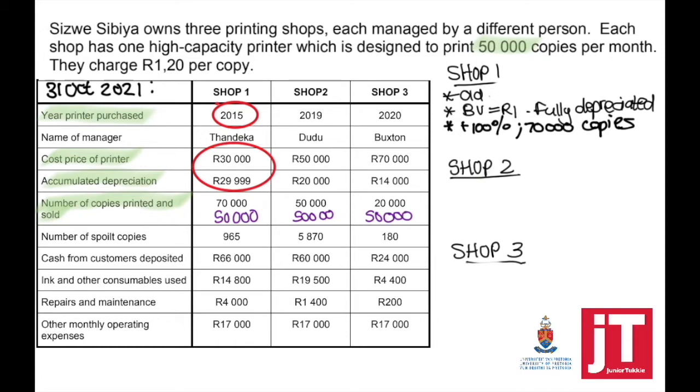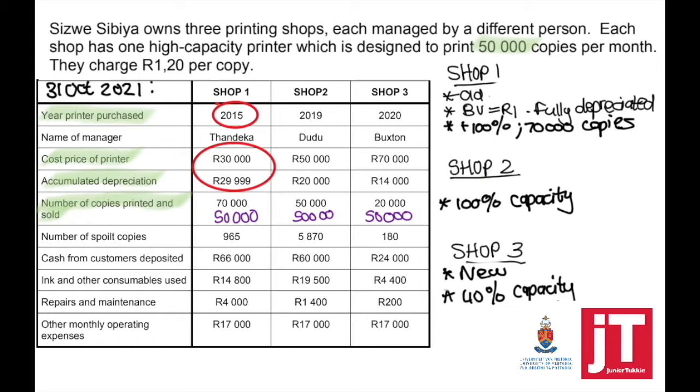If I look at shop number 2, they are using 100% of the total capacity. And if I look at shop number 3, they're only using 40%. 20,000 copies is being made out of the 50,000. This means this is a problem. It's a brand new printer, yet they're making the least amount of copies. So again, I'm going to circle that as potential problems.